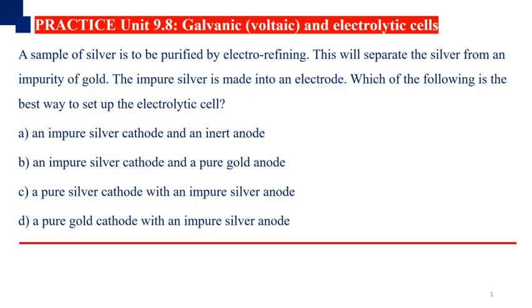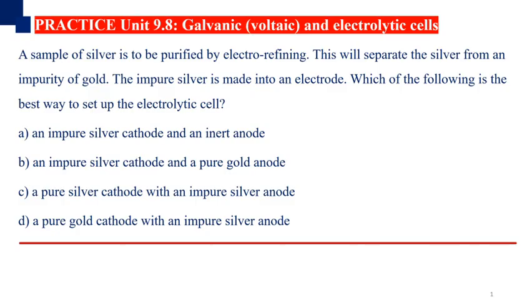And the question is asking which of the following is the best way to set up the electrolytic cells. Now, before we look at the answer choices, let's quickly remind ourselves of the differences between a galvanic cell and an electrolytic cell. A galvanic cell is spontaneous, meaning the reactions happen on their own without needing any external energy source. An electrolytic cell, on the other hand, requires an external power supply to drive the reactions. And that's exactly what we have here, an electrolytic cell.